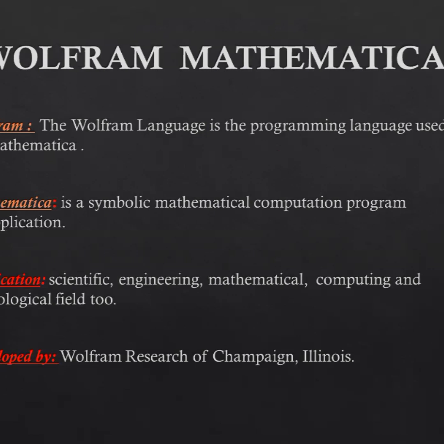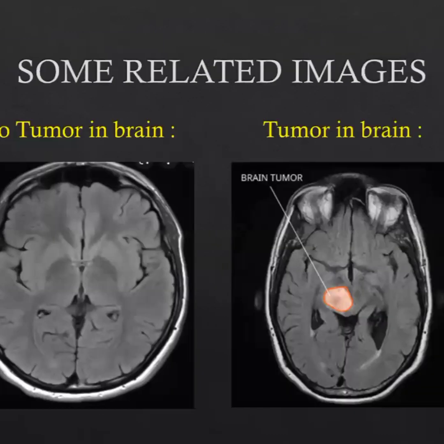Wolfram is nothing but the programming language used in Mathematica, and Mathematica is an application which uses the symbolic mathematical computation programs to write the code. It has application in many fields like scientific field, engineering field, mathematical field, computing, and nowadays in biological fields also. It was developed by Wolfram Research of Champaign. There are some related images with tumor in brain and no tumor in brain. So, hope you got the overview of our project.